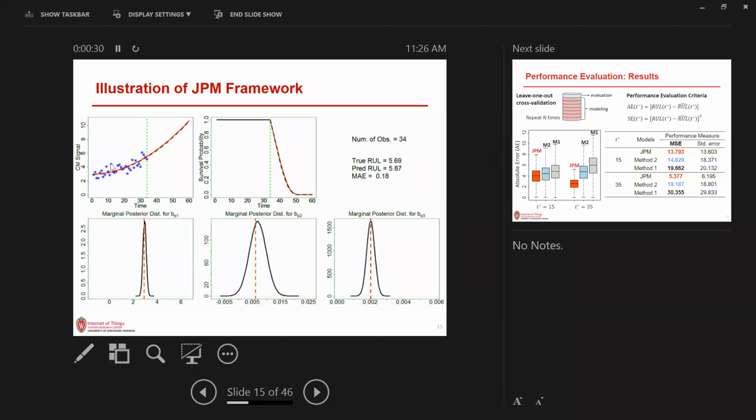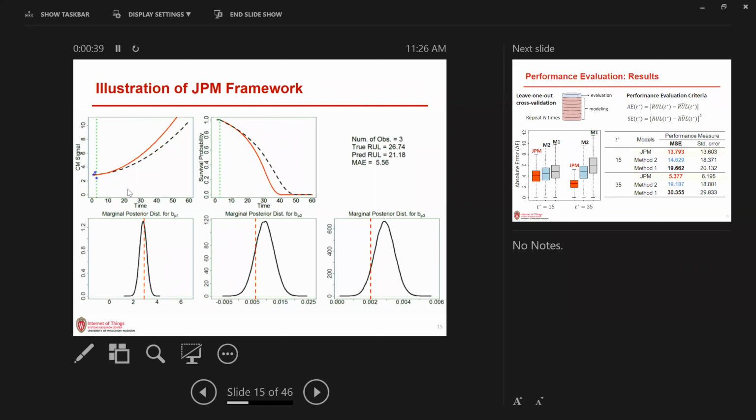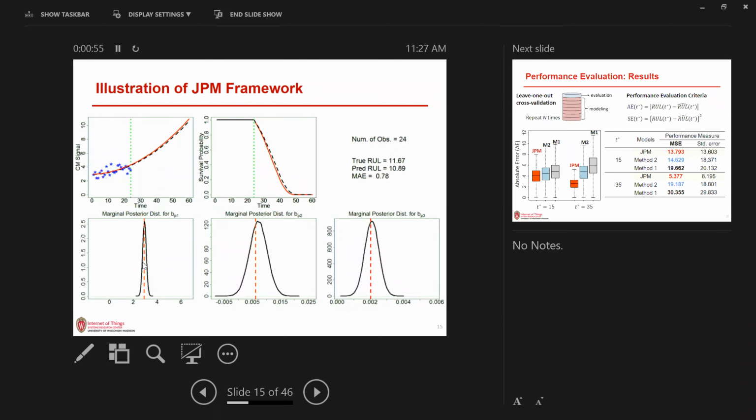And the blue dots are the observed degradation signal from the system. And the dashed line is the underlying truth. You can see with more and more observation data coming in, our prediction of the survival function and the degradation signal getting more and more accurate, eventually becoming consistent with the underlying truth.